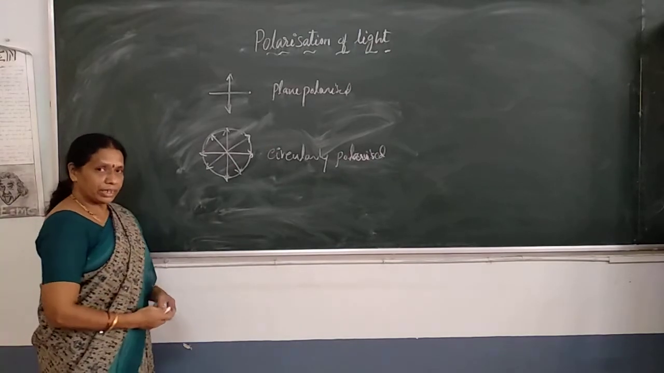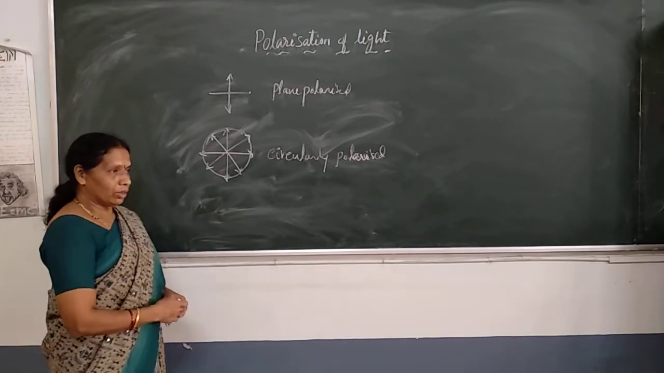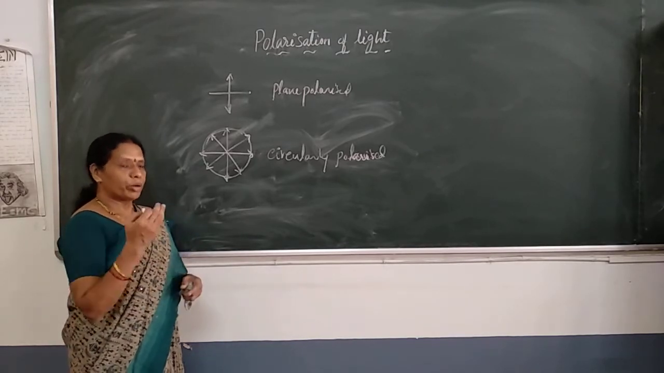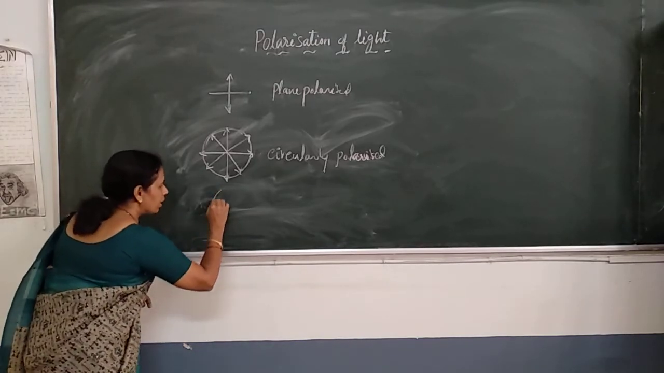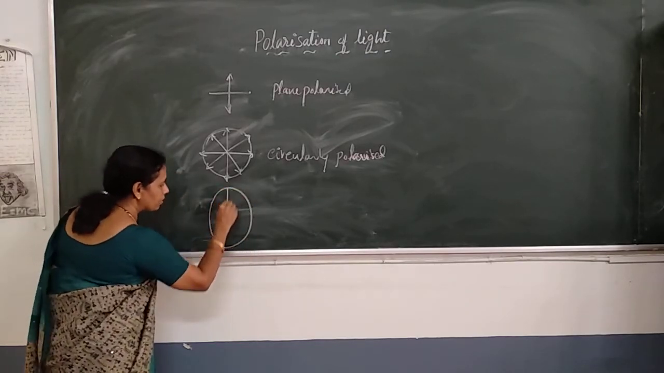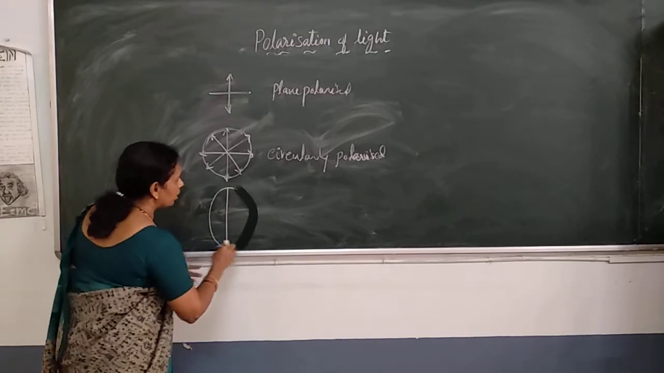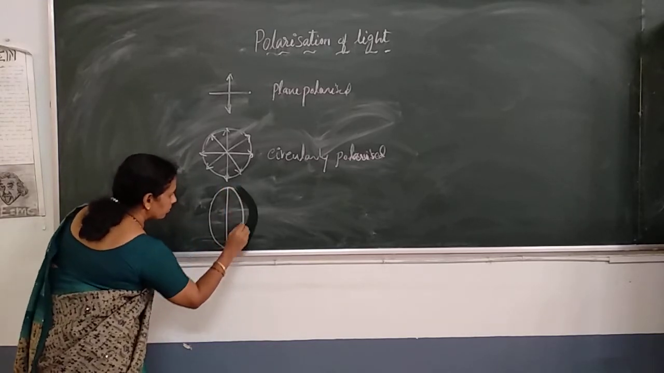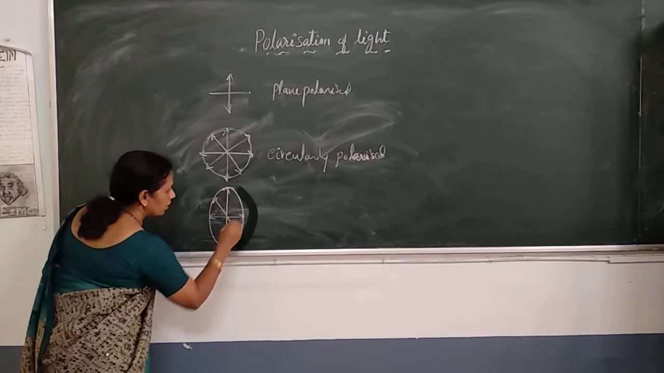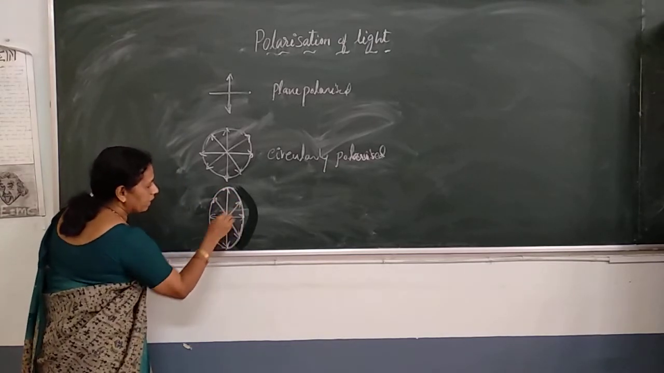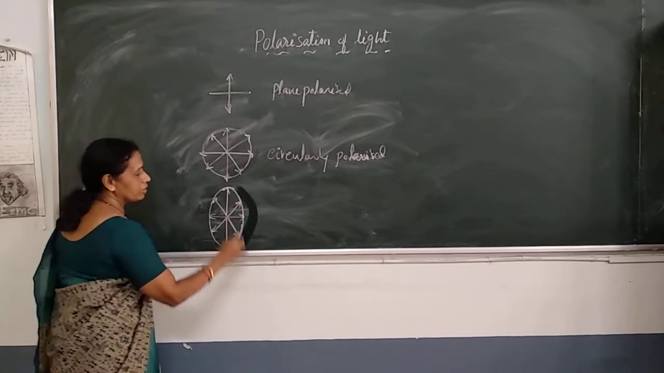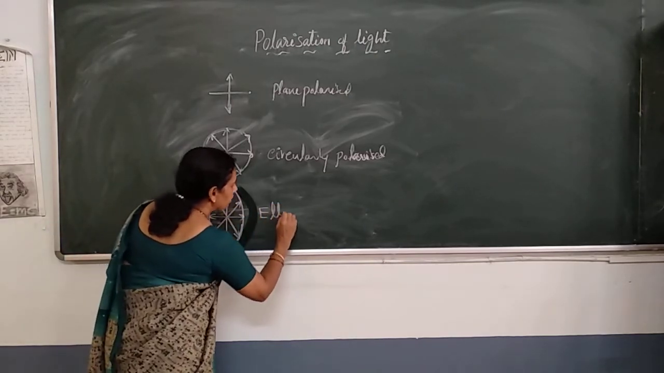Third one is elliptically polarized light. See here, the electric vector vibrates with unequal amplitudes, and the projection of the tip of the vector is along an ellipse. The tip of the vector describes an ellipse. Such a light is called an elliptically polarized light. This is elliptically polarized light.